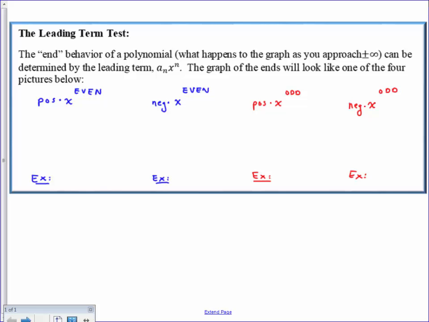Okay, the first example that I want to talk about is if your leading term has a positive coefficient and an even exponent. So here I've written a positive times x raised to an even exponent. And here I'll give you an example. So let's say that we have something like y equals 12x to the fourth. And let's say that that is our leading term. So if that's our leading term, we see that the 12 is positive, we see the exponent is even. If that's the case, then both ends of the polynomial will open upwards.